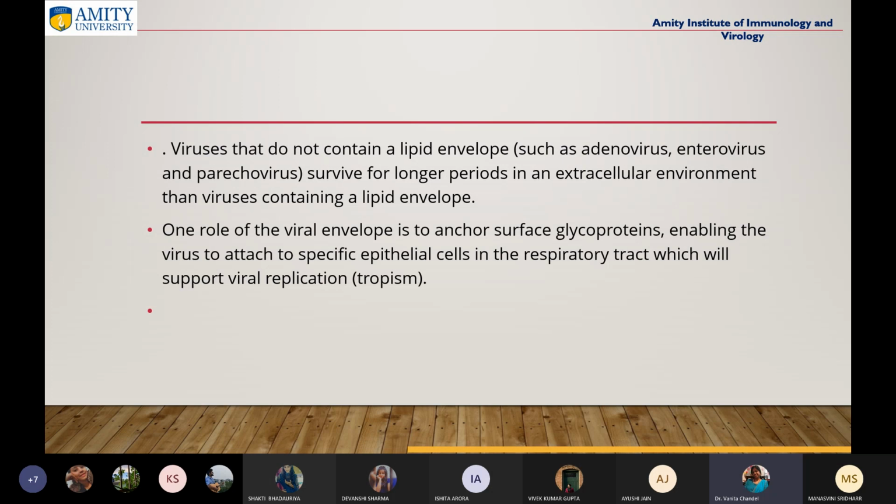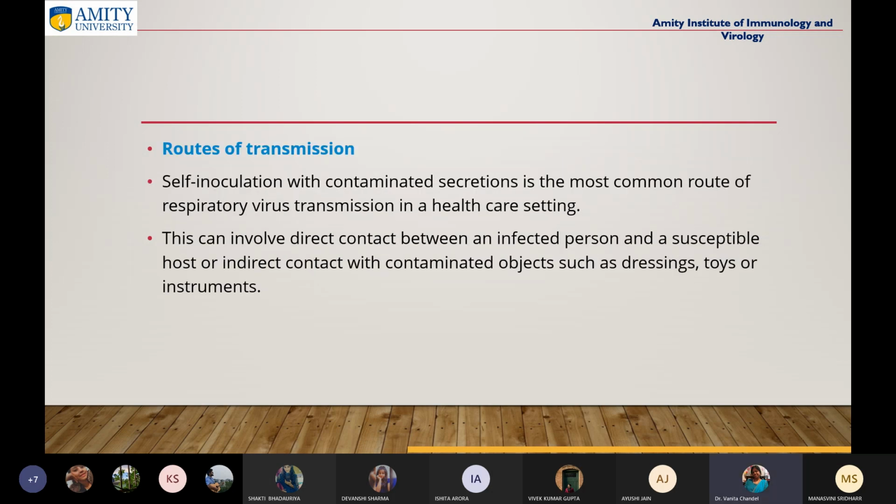One role of the viral envelope is also to anchor the surface glycoprotein, and it enables the virus to attach to specific epithelial cells in the respiratory tract, which will support viral replication. Other routes of transmission: self-inoculation with contaminated secretions is the most common route of respiratory virus transmission in a healthcare setting. This can involve direct contact with the infected person and a susceptible host.